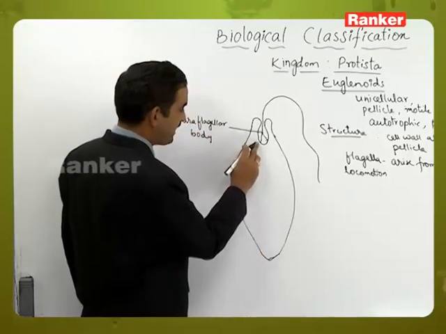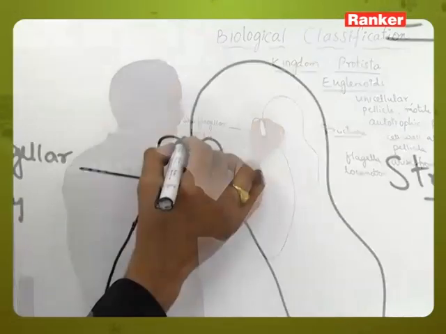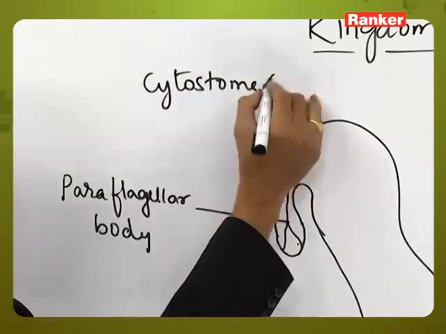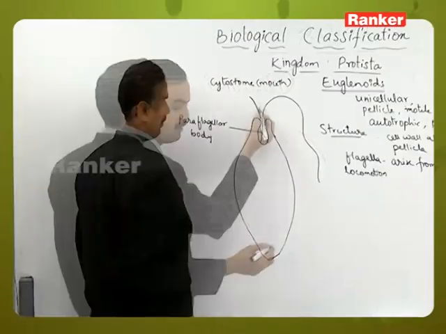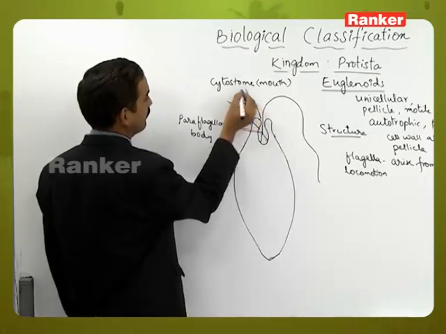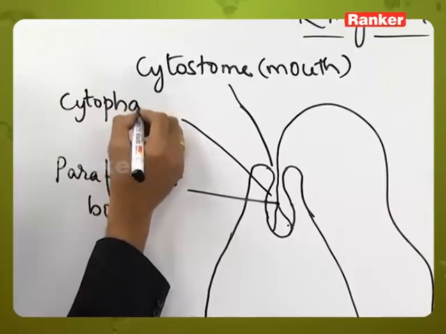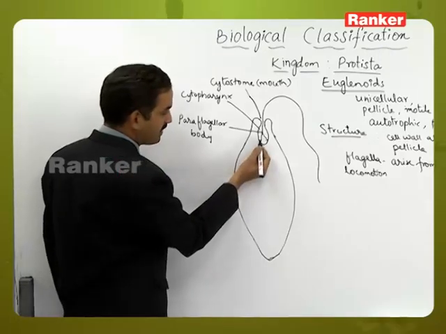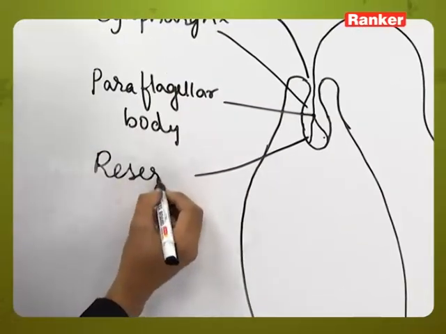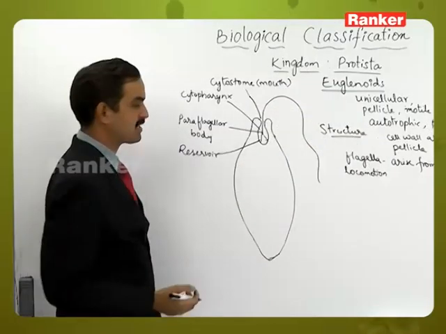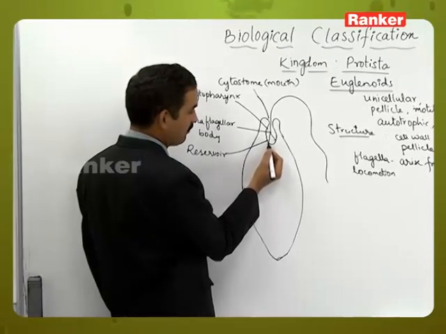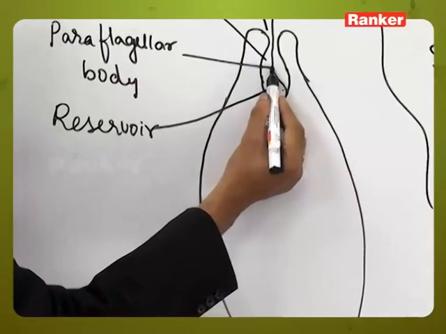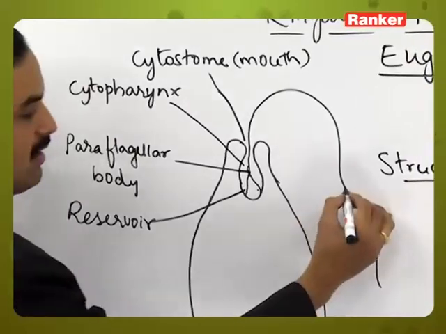And apart from this, where is this structure arising from? It is arising from a mouth. This structure is called the cytostome, or we can call it a mouth. And below the cytostome is the cytopharynx, a canal-like structure, and below that is a reservoir. So these are three parts present on the anterior side, and from the reservoir part below the pellicle, the flagella arise. The two flagellar structures arise and unite at a paraflagellar region, and it comes in the form of a single flagellum.